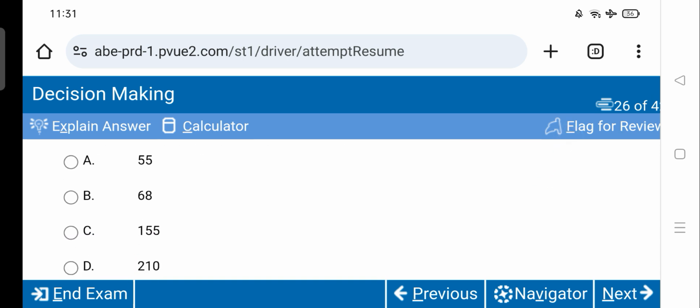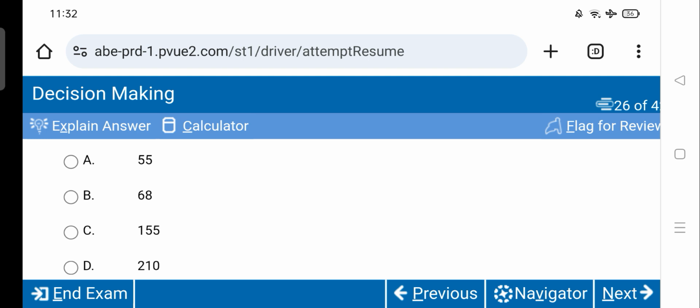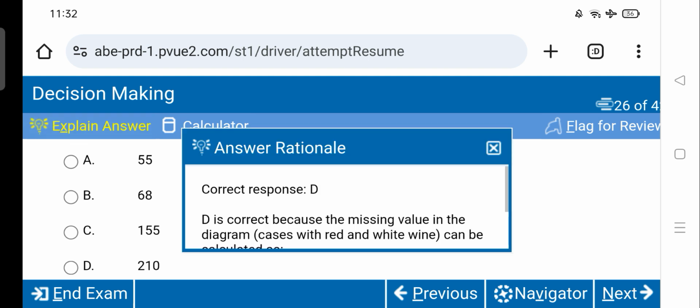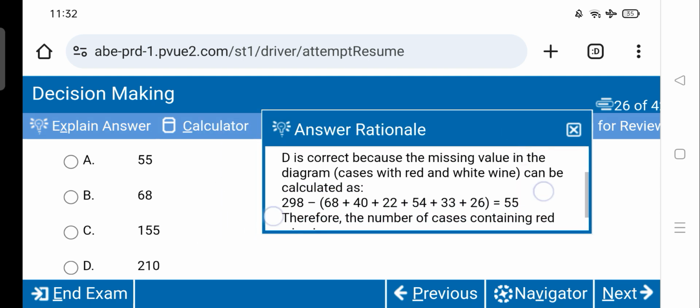Option A, 55, option B, 68, option C, 155, and option D, 210. So the correct response is option D.